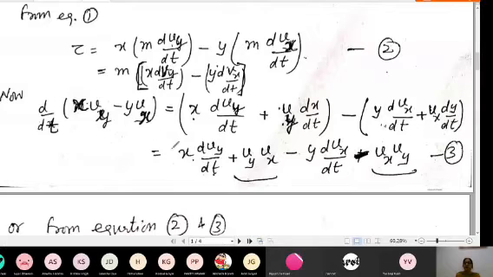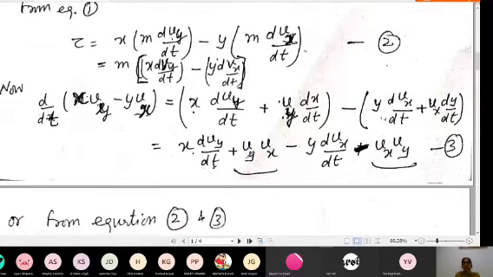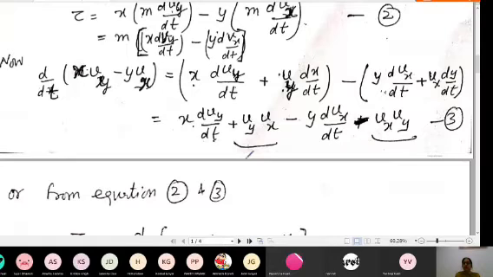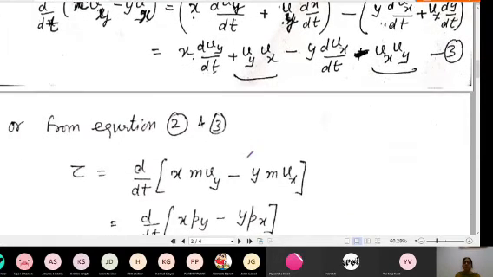This point is to be noted, because this point is important. Otherwise, we can't take the derivative outside, but we have done it by checking all the things, that it is not going to make any difference. When taking d by dt outside does not make any difference, it means I can write this equation of torque as the derivative of this function.